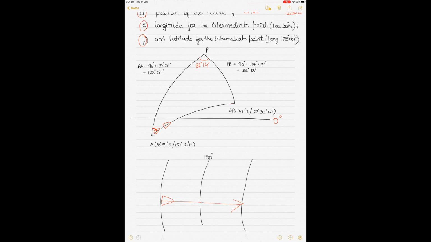But what will happen with B is, I will have to measure how the vessel is going like this. So I will have to measure the outer angle. So first I will have to measure the inner angle B, and then I will have to subtract it from 180 to get my outer angle. But let's start with A first.